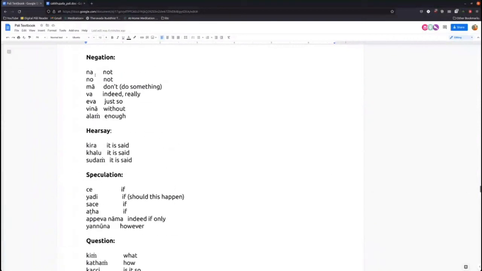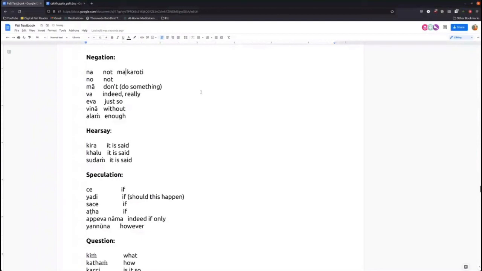Okay, negation, not, of course, very important. Na and ma generally go with verbs. Na goes with all the verbs except for the imperative. Imperative is when you're telling someone to do something or to not do something. So na karoti means he doesn't do, or didn't do, or won't do. It could be past, could be future. It's a present tense verb. So literally, he, she, or it doesn't do.